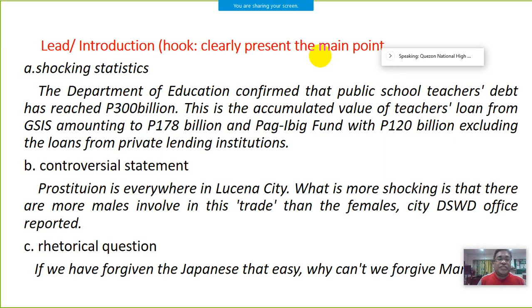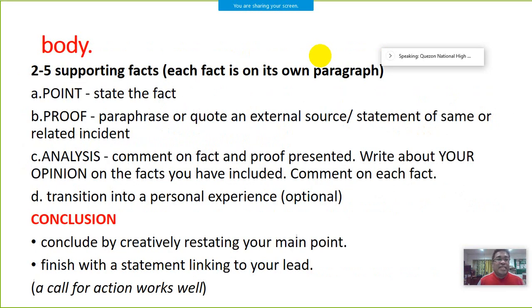Then you can also start your column writing with a rhetorical question, just like this one. If we have forgiven the Japanese that easy, why can't we forgive Marcos? So that's a rhetorical question, something that requires something that evokes reasoning in the process. Then the body of our columns should be 2 to 5 supporting facts.